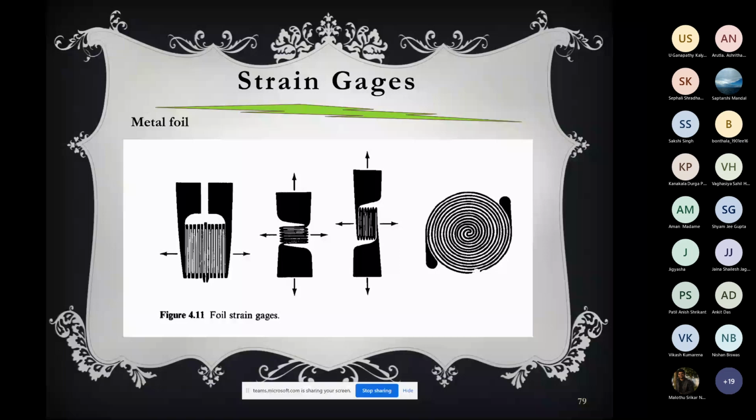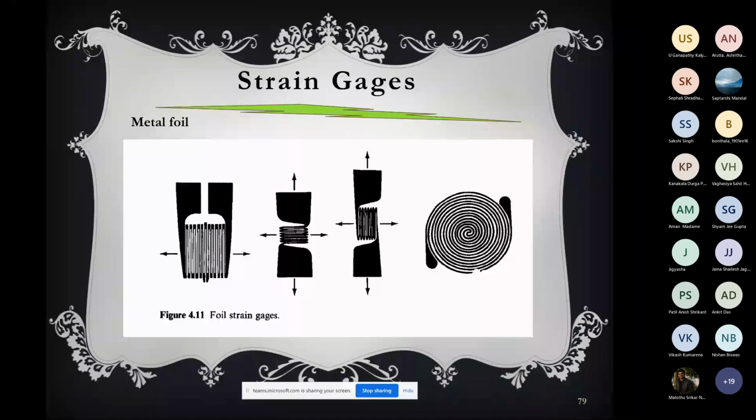Whenever you say there is a strain, it is not a scalar quantity, so it has a direction. Whenever you apply a strain gauge, which direction the strain is being measured in is very important to know. Then, based on the direction, we need to know how to orient the strain gauge to measure the strain in that particular direction. So these two things are important. Now first try to understand: suppose we have the left-hand figure, the metal foil strain gauge.